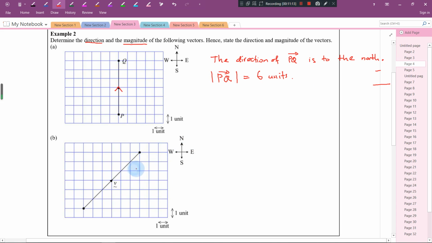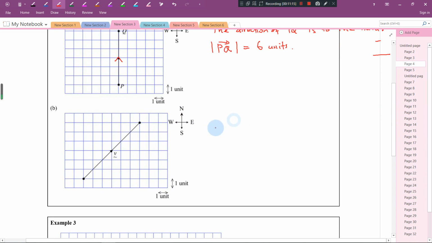Okay, so let's try this one. Look carefully, the arrow is going this way. So this is 45 degrees, right? 45 degrees. So it means that this direction goes this way. So this is northeast. The direction of this vector V is to the northeast. Okay, so now we are going to state the magnitude of this vector.